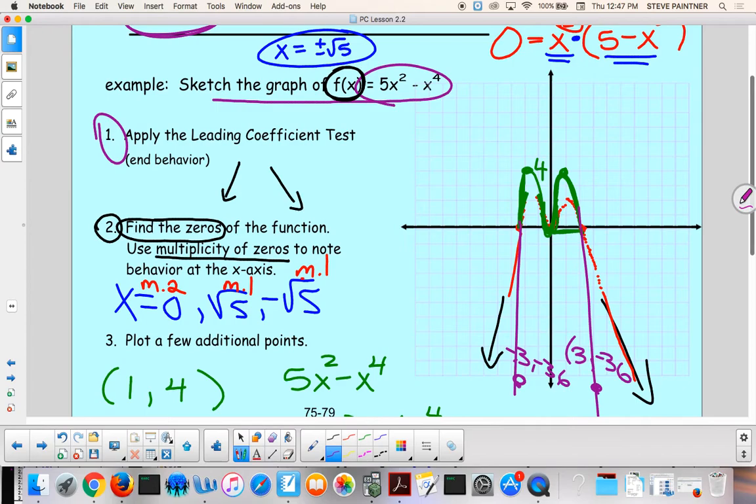Do you feel okay sketching? Find your zeros, look at your multiplicity, then pick points between your zeros and outside your zeros. Just get yourself about 4 extra points, just so you can see the maximums and sometimes the minimums, okay? Questions?